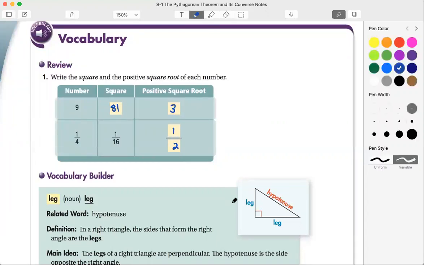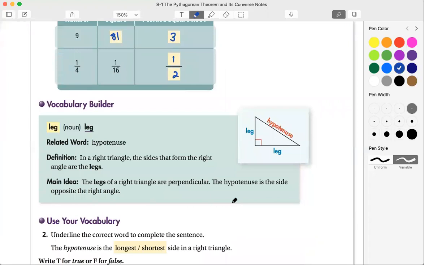Okay. All right, so this new vocabulary is a leg and a hypotenuse. So a leg, of course, is just a leg of a triangle. A hypotenuse is, in a right triangle, the side opposite the right angle.